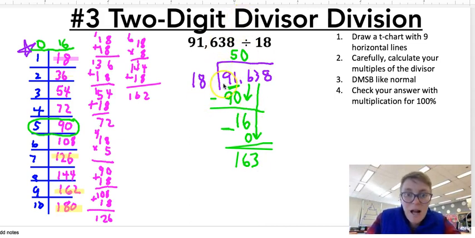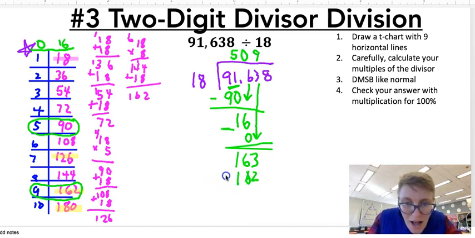Now I'm asking myself how many 18s are in 163. So I'm looking at my multiples. This one is going to be perfect right here. It's super, super close. So that's 9 times 18, which is 162. I'm going to subtract. I get 1 left. I'm going to bring down that 8. I'm bringing down one digit at a time.